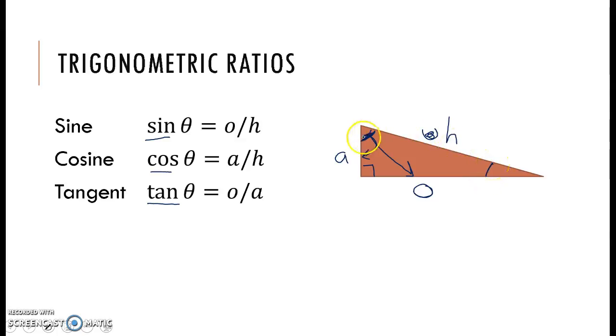But if I'm referring to this angle right here, then I'm always talking about the side opposite that angle, adjacent to that angle, and the hypotenuse. And so the sine ratio is always the opposite over the hypotenuse. The cosine would always be the adjacent over the hypotenuse, and the tangent is always the opposite over the adjacent. One way that you might want to remember that, that a lot of teachers use to help their kids remember, is SOH, CAH, TOA.